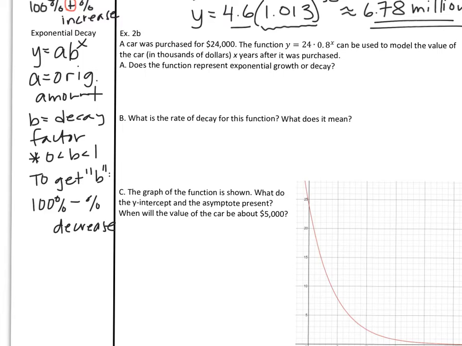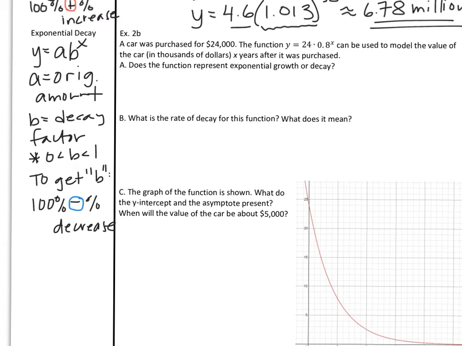In order for your function to be a decay model, the b value needs to be between 0 and 1. To get b, if you know the percent that your function is decreasing, you would take 100% minus the percent decrease. And then you can use it to predict future output values.